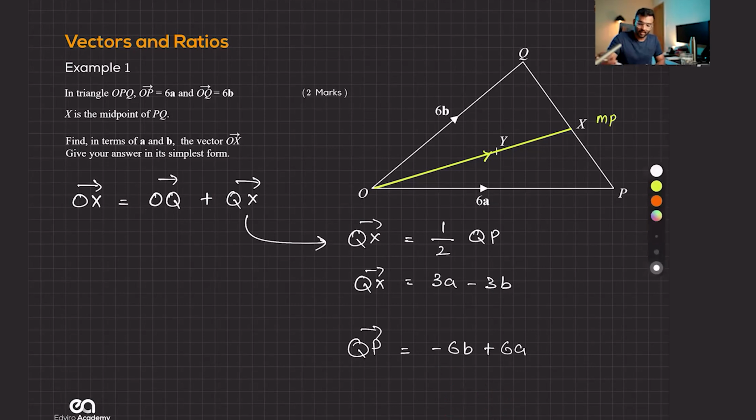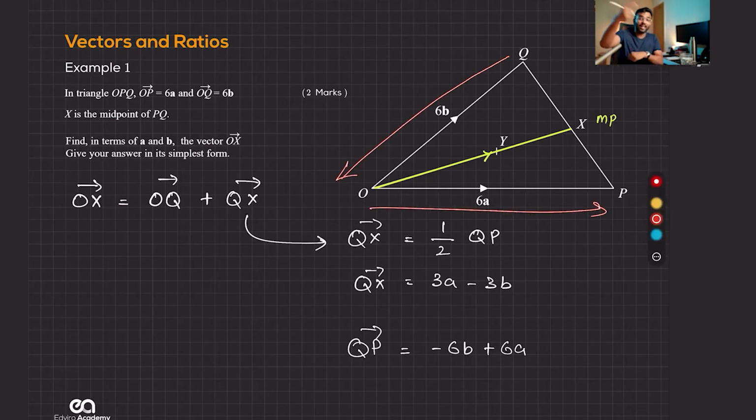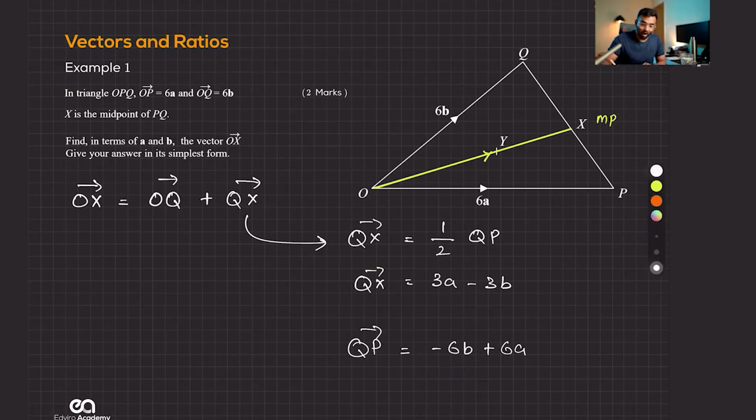Just give me a second. Yeah. QP, you didn't get it? QP, we are going backwards. Q to O and O to P. So when you're going in the opposite direction, Q to O, this is minus 6B. Got it? Because you're going in the opposite direction. That's all. Opposite direction means negative sign. The signs will switch. It's a half of that. So you could either write minus 3b plus 3a. I just wrote 3a minus 3b. It's the same thing. Got it?